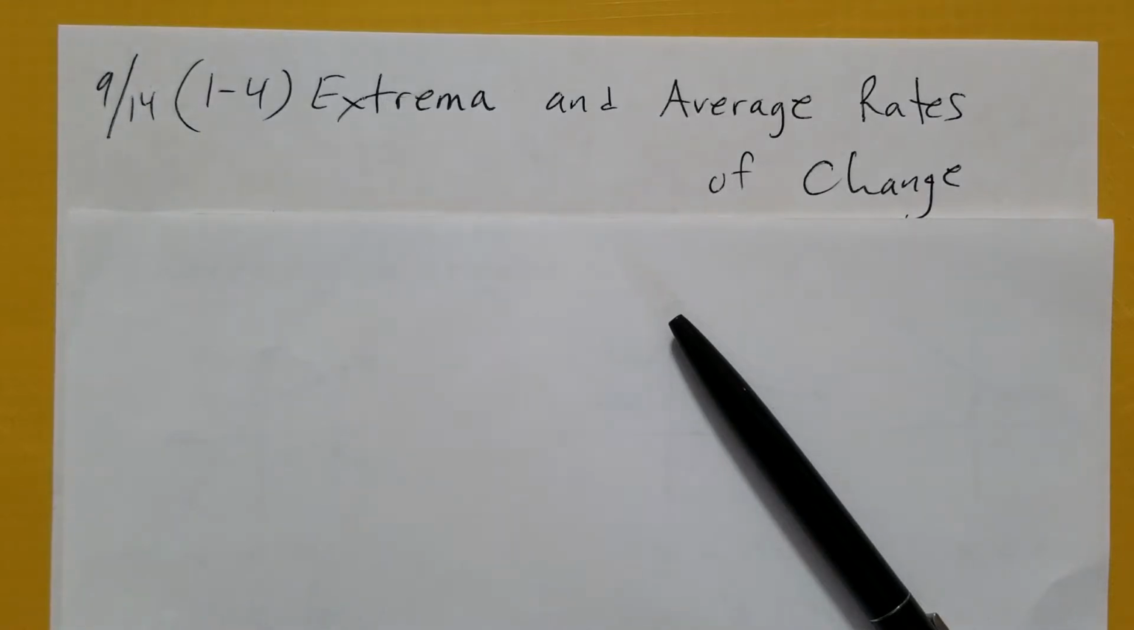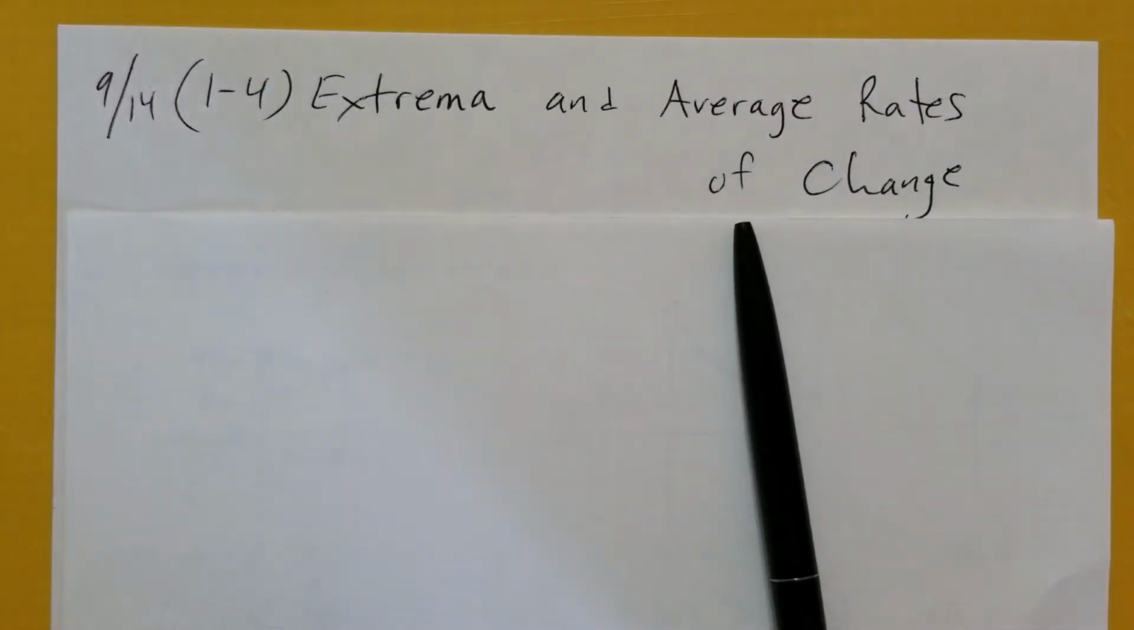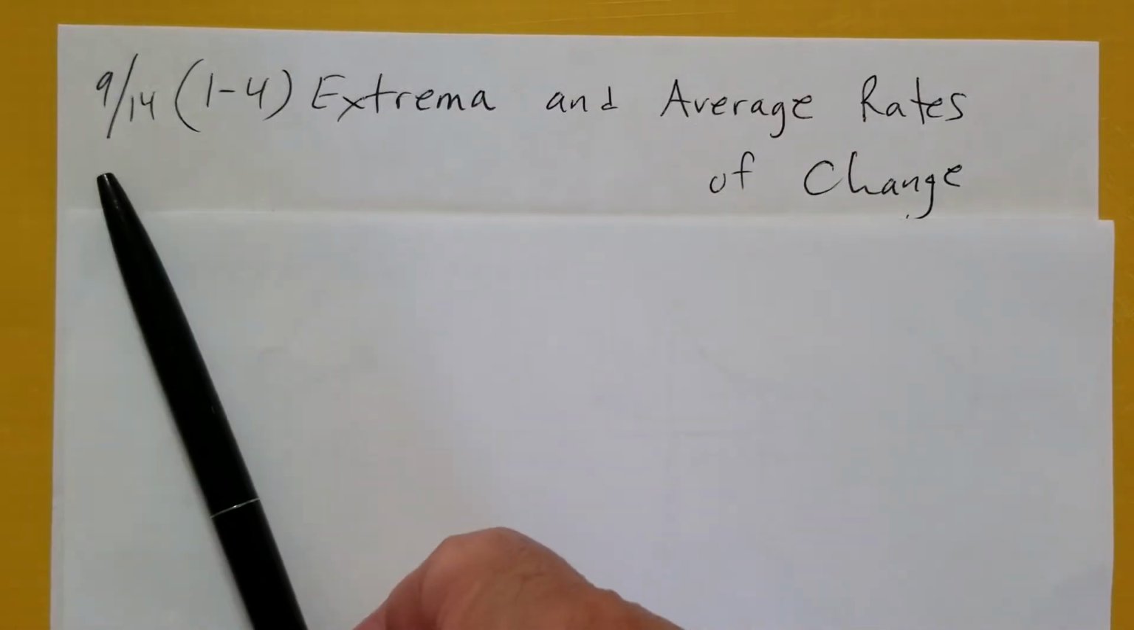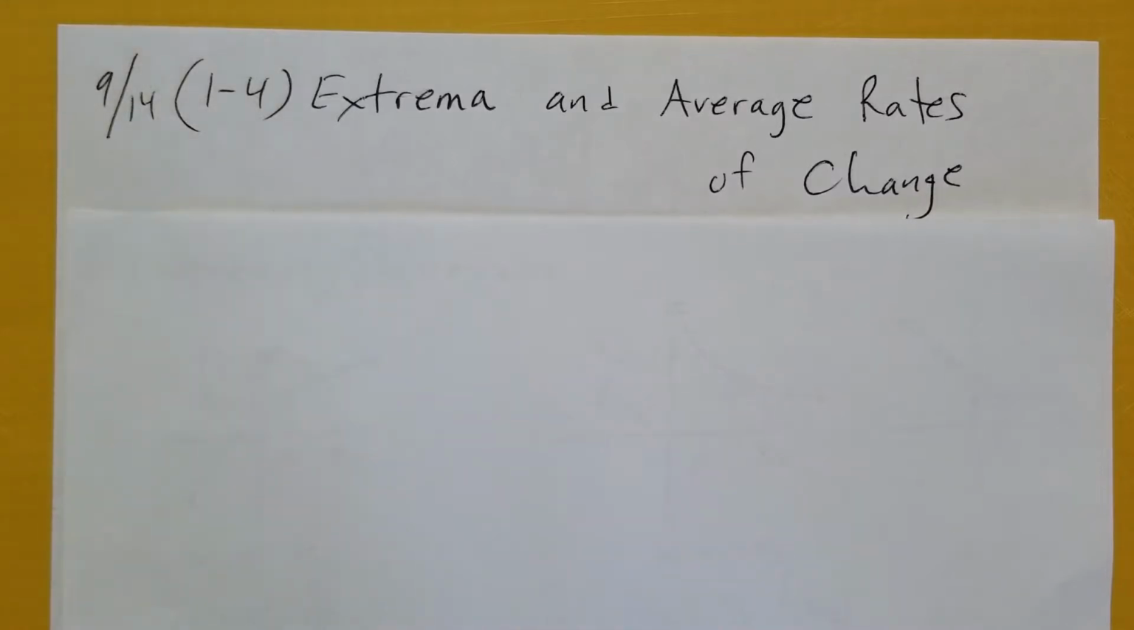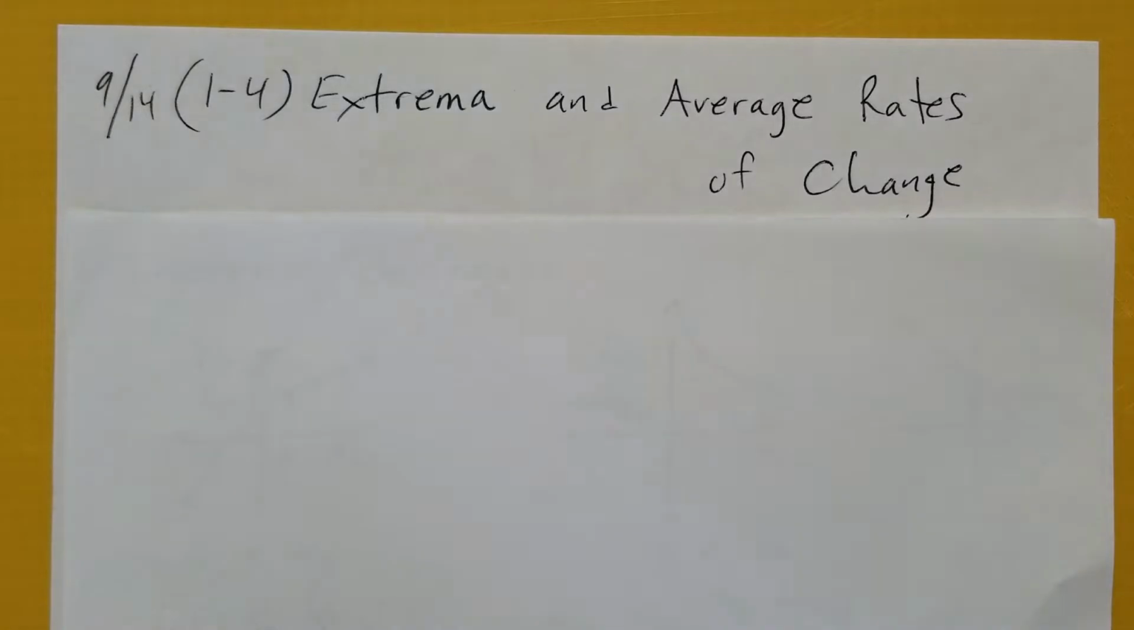Now we're going to do notes 1-4. The title is Extrema and Average Rates of Change. Make sure you get the date right, please. This is the incorrect date for you. Make sure you get it right, please.